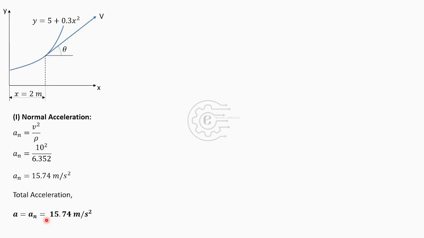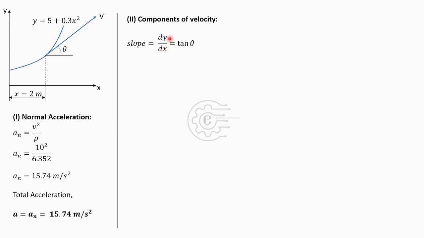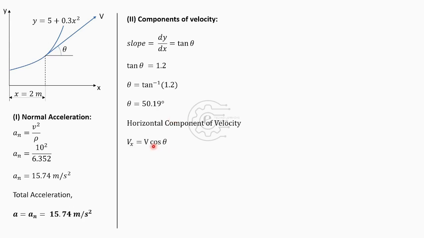इसके बाद हम कैलकुलेट करेंगे components of velocity. Now to find out the components of velocity, we require the value of this theta. Now the slope of the curve at any given instant is given by dy by dx, that is equal to tan theta. Now value of dy by dx for the x equal to 2 meter हमने find out किया था, that is 1.2. So we write tan theta equal to 1.2, and therefore value of theta is 50.19 degree.